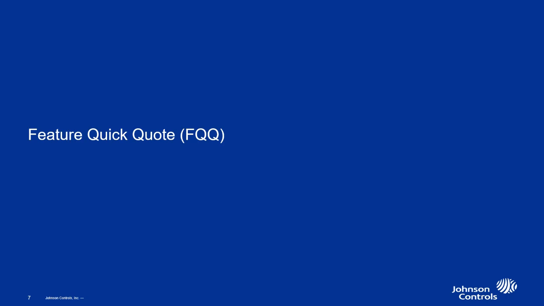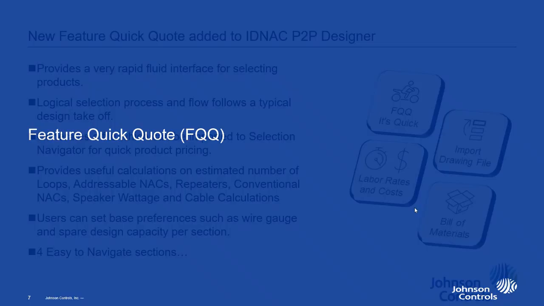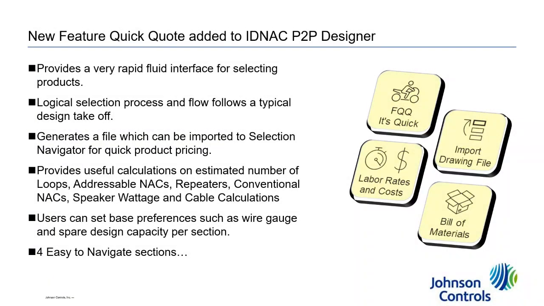So what we did is we came up with the feature Quick Quote. It's not web-based, it's an Excel-based spreadsheet. It allows for a rapid, fluid interface for selecting products, and has a logical selection process and flow. It generates a file which you can bring into Selection Navigator for quick pricing. It provides some useful calcs as you go for the estimated number of NACs, loops, repeaters, conventional NACs, all those things. You as the user can set your base preferences, such as wire gauge and spare design capacity, and it has easy to navigate sections.